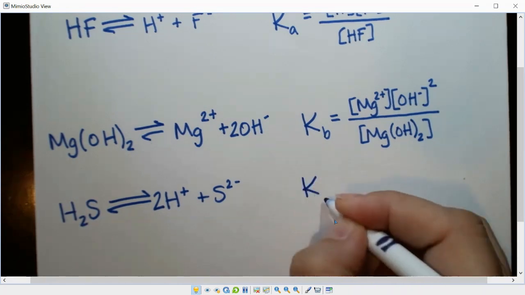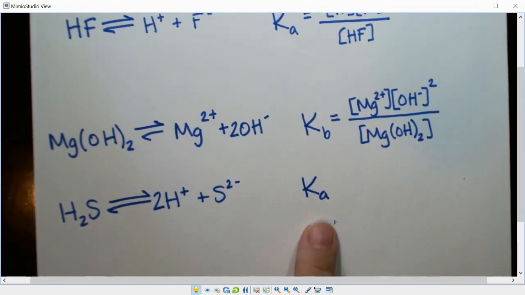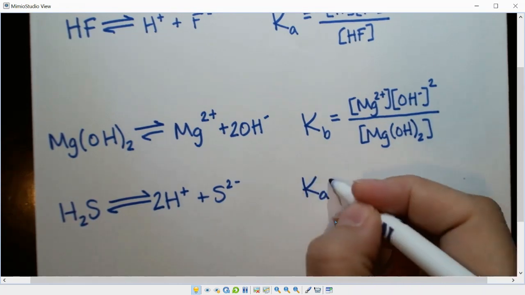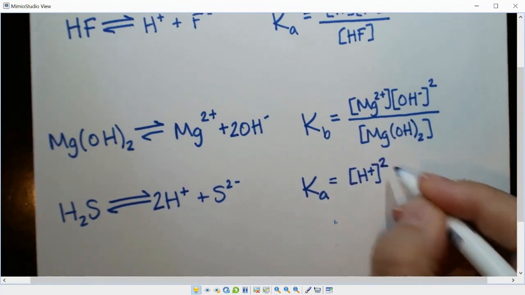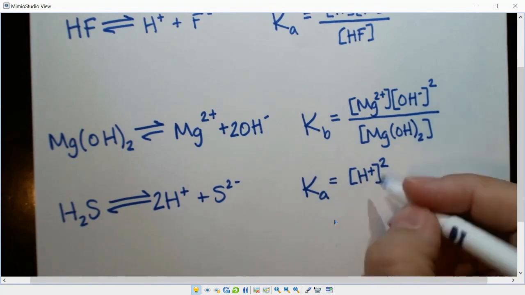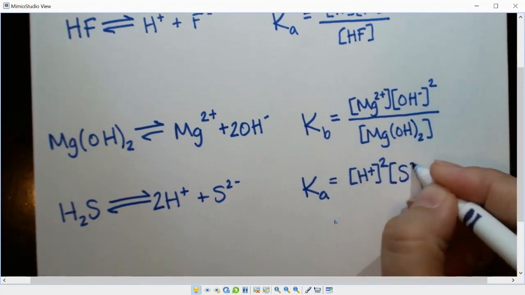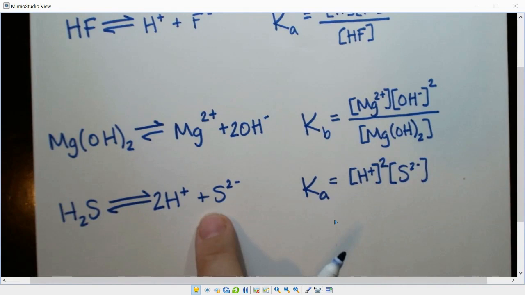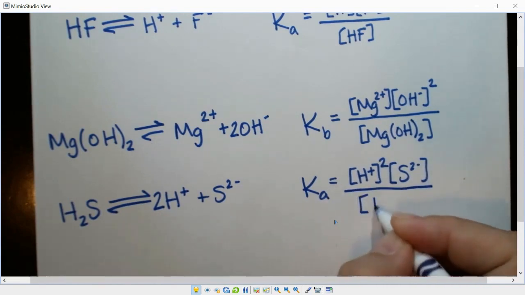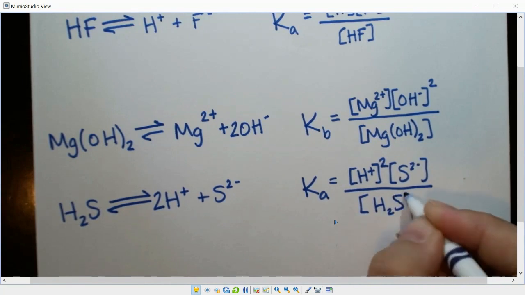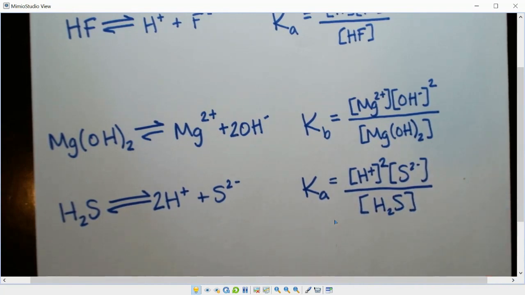And then we write our K. This is a Ka expression because this is an acid, equals products. So H+ raised to the 2nd power because it has a coefficient, times S2- raised to the 1st power because it does not have a coefficient, or the coefficient is 1, over concentration of H2S. And that's it. That's how you write a dissociation equation and a K expression for either acid or base.